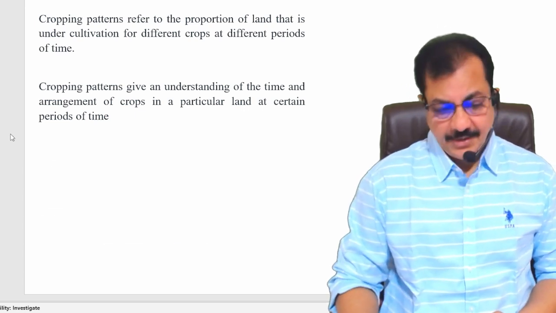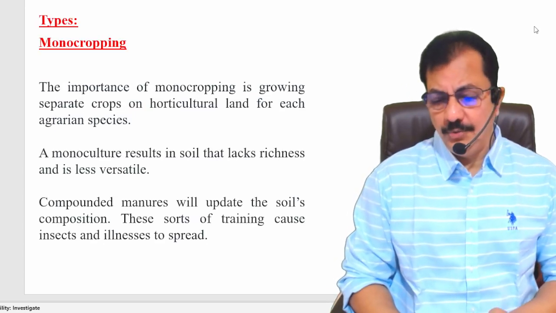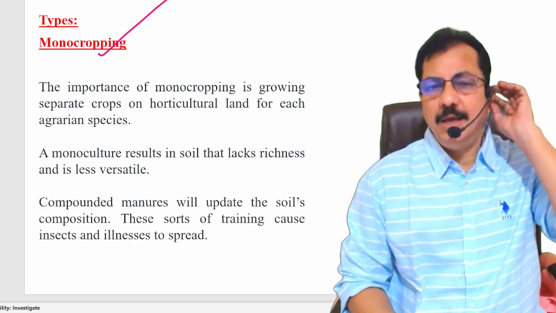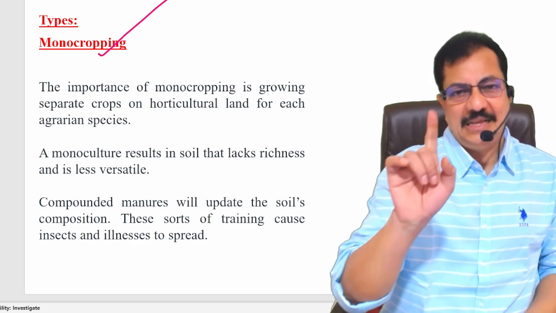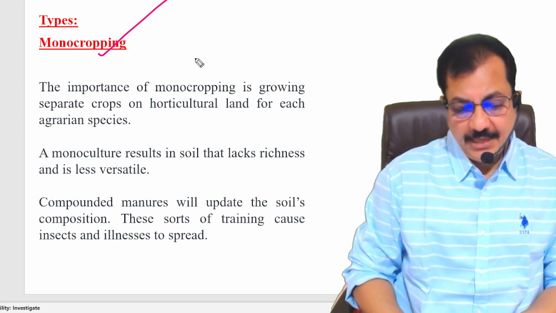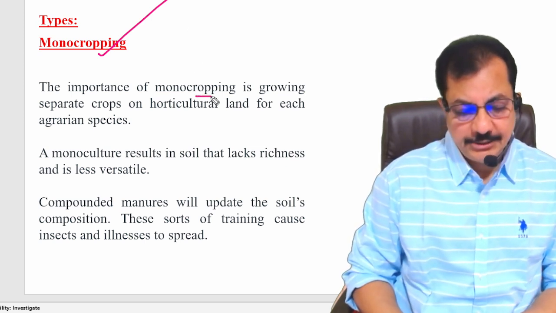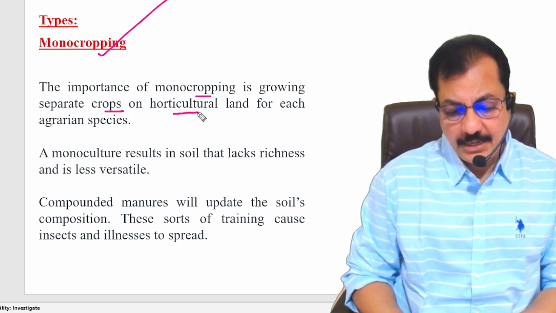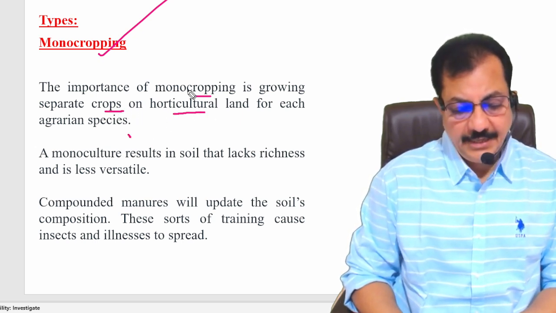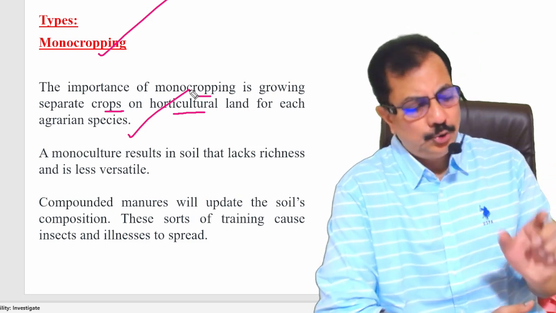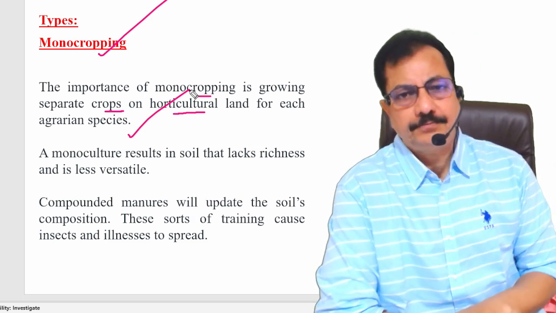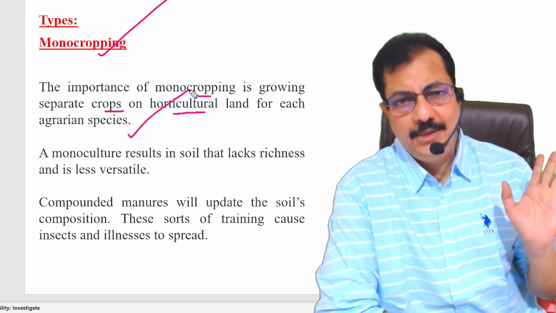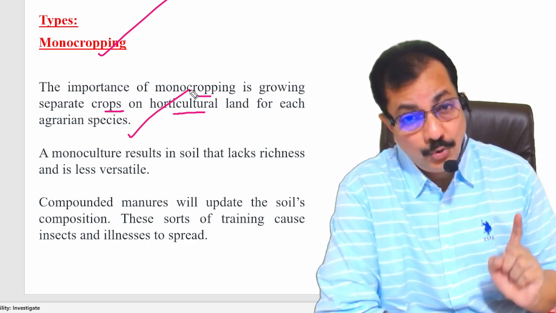Am I clear? Next, when it comes to types, the name itself is indicating, this is monocropping, single crop. Is that okay? The importance of monocropping is growing. Separate crops on horticultural lands for each agrarian species. So you are taking a particular land, and there you go for a single variety of crop; that is called monocropping.